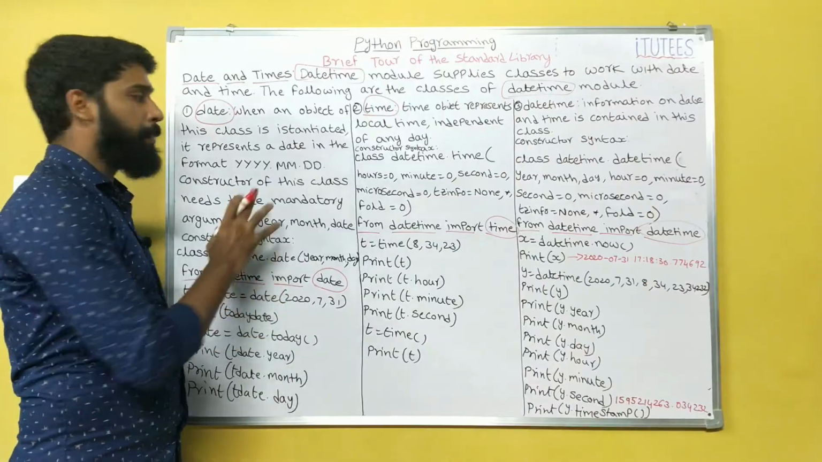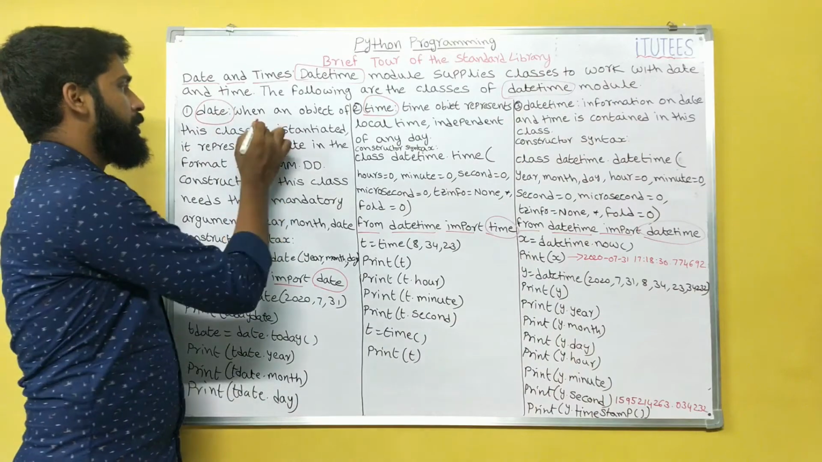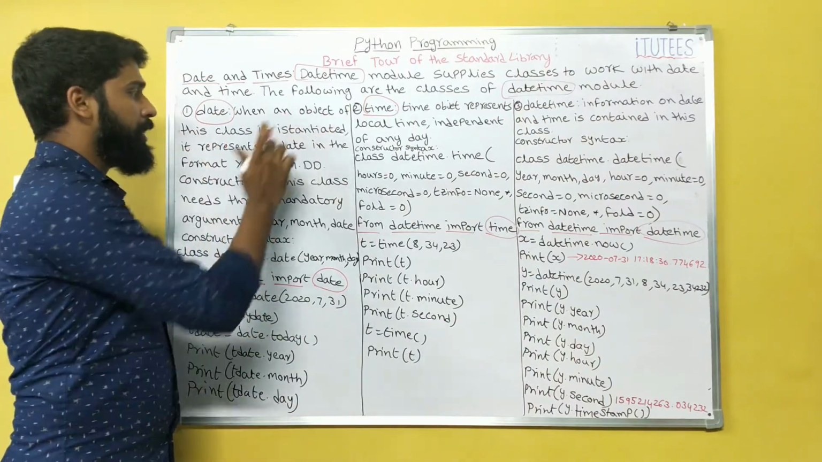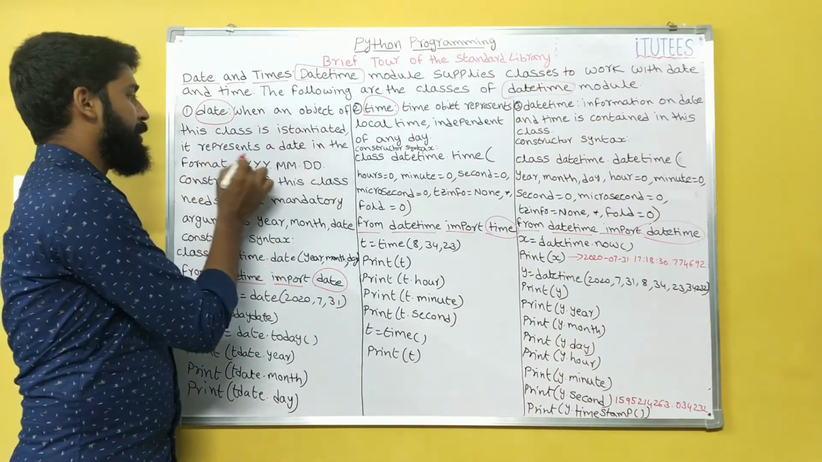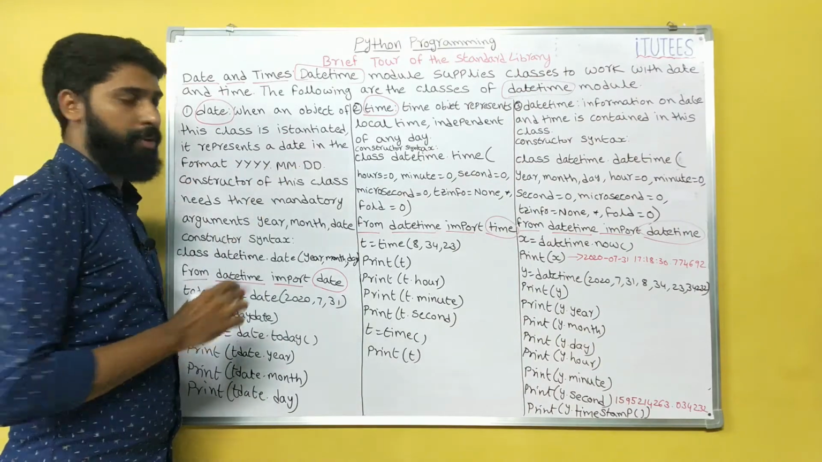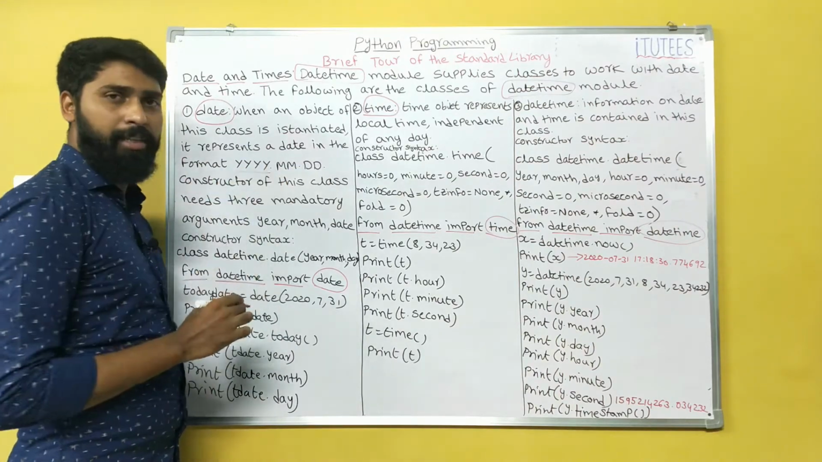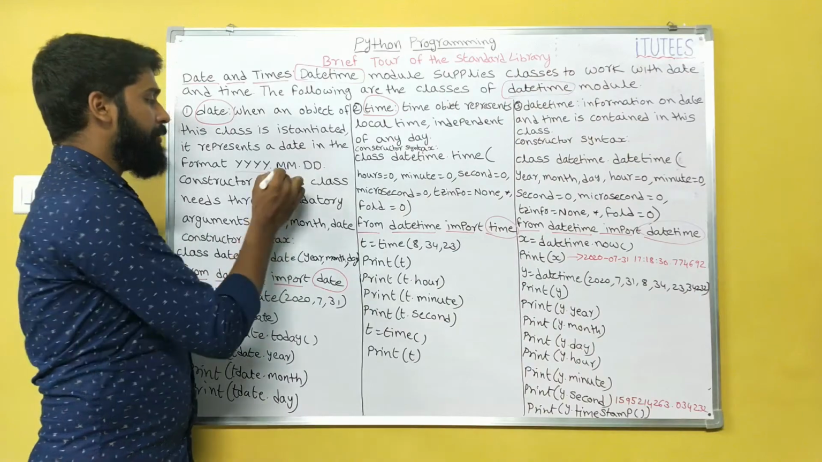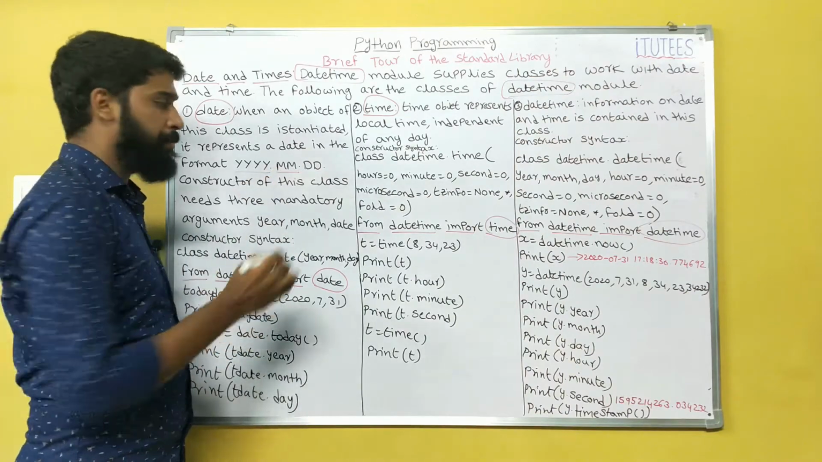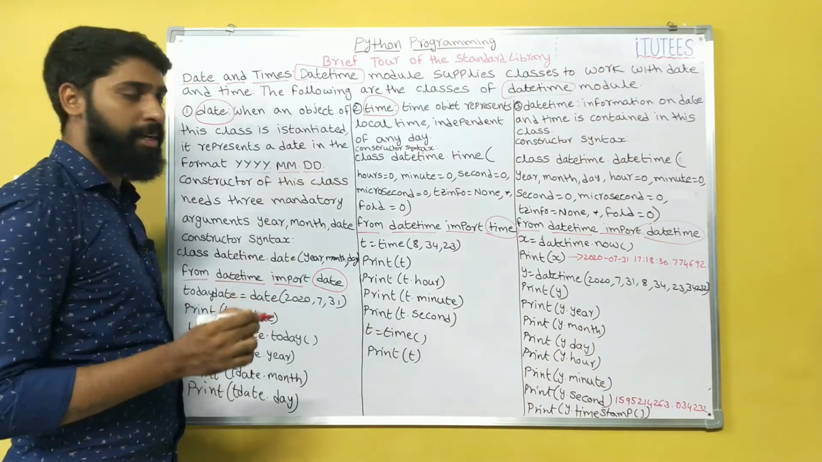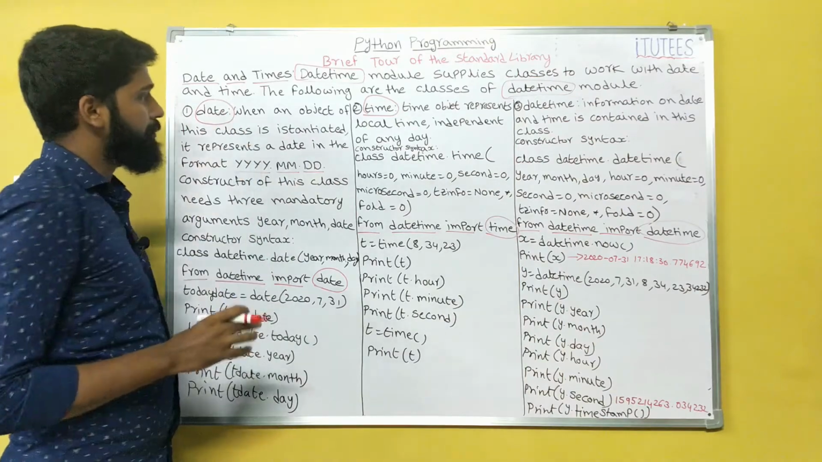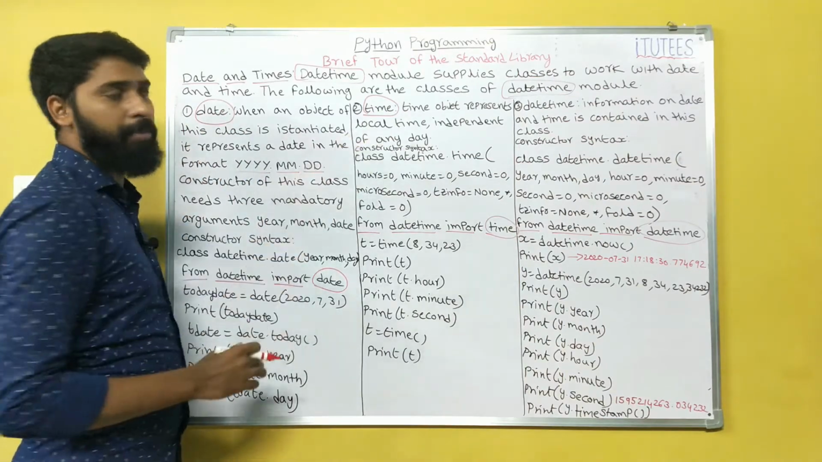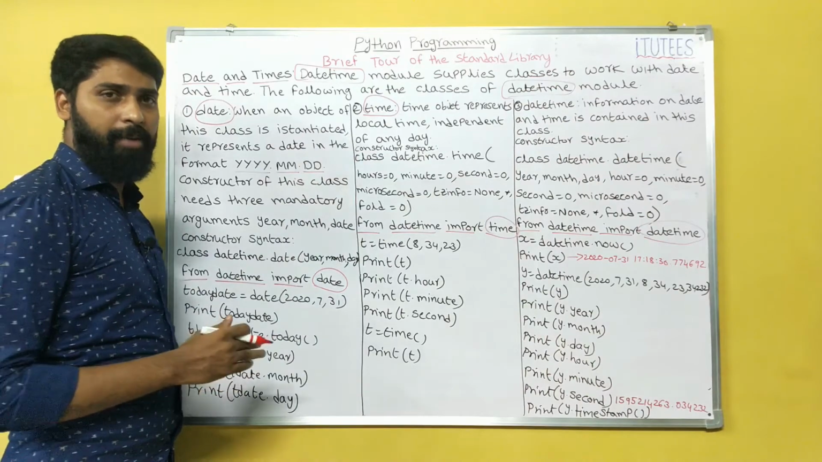Now we can see the purpose of the date class. When an object of this class is instantiated, it presents a date in the following format: year, month, date. The first is year, the second represents month, and the third represents date. So this is the date object, this is the time object, and that is a datetime object.